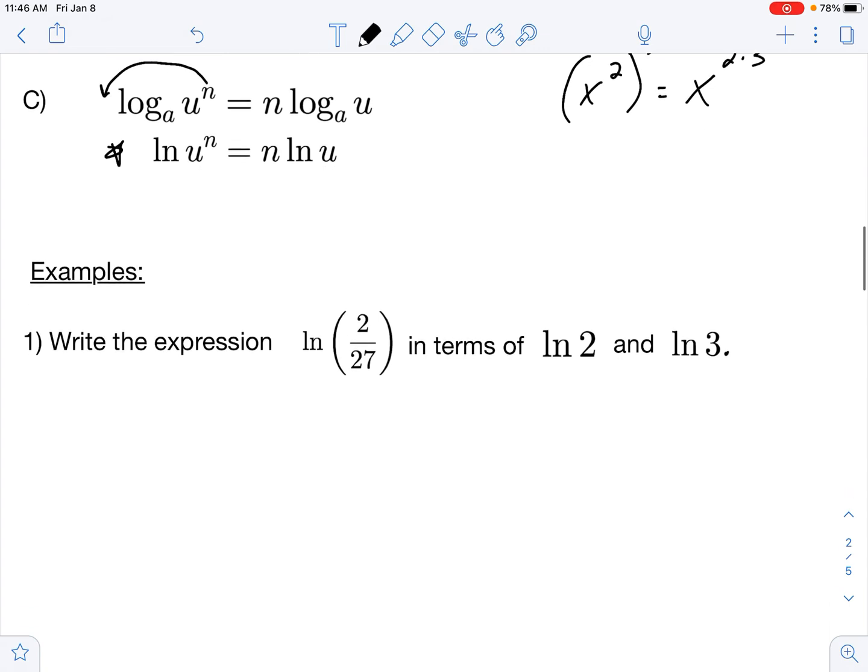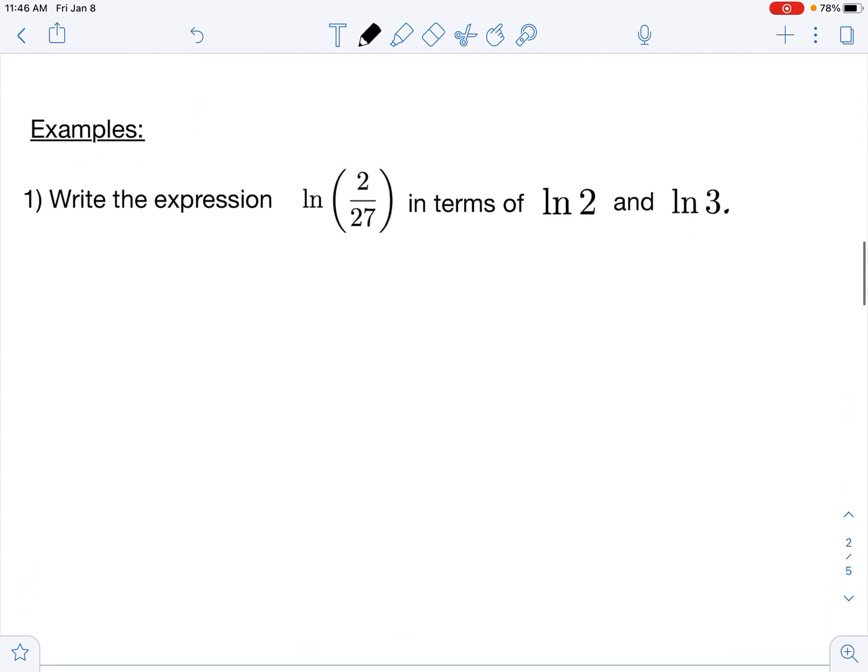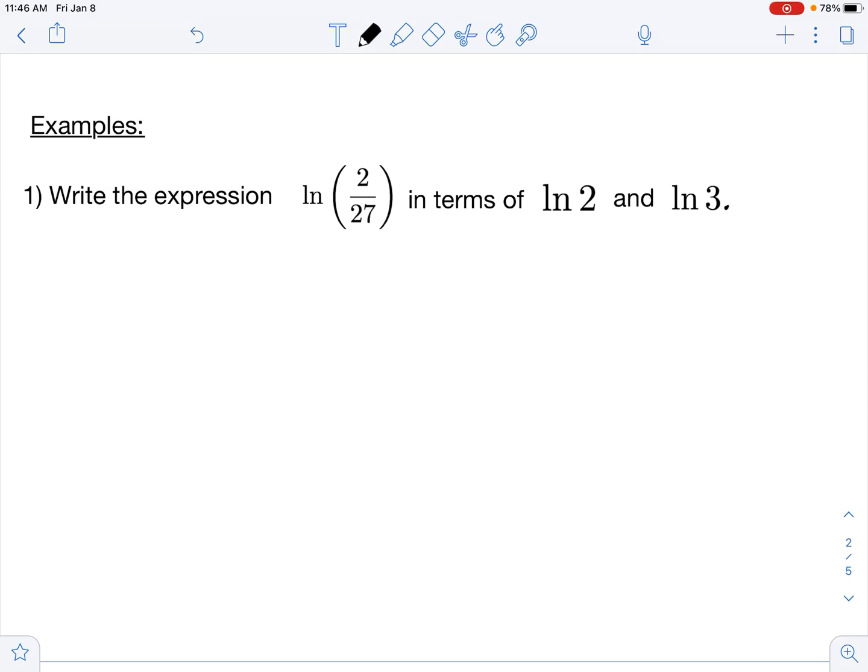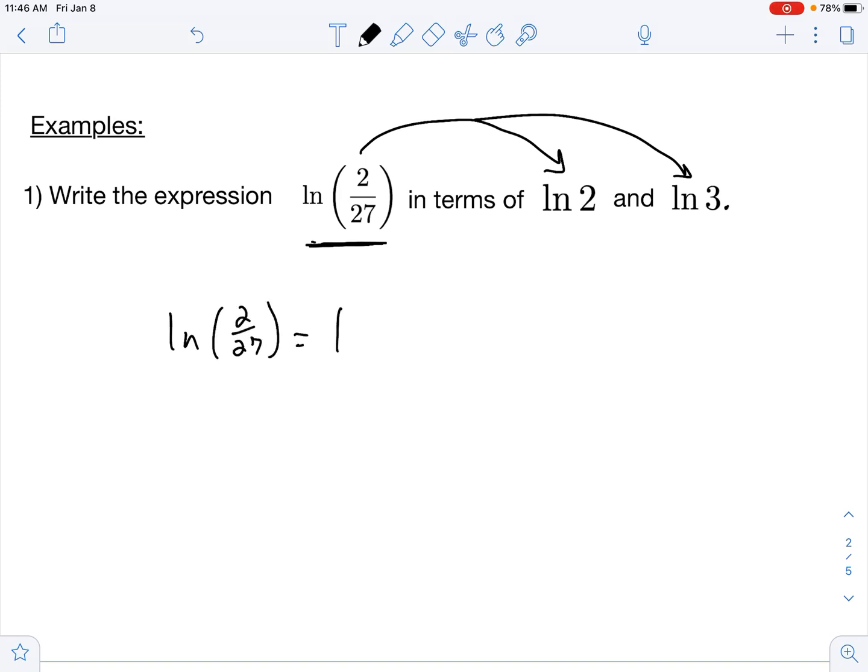So let's look at some examples of how we can use these properties. Let's say that we want to write this expression, ln of 2 over 27, in terms of ln of 2 and ln of 3. Meaning we want to write this, and we can only use those two. We can only use ln of 2 and ln of 3. So how can we go about doing that? Well, think about the properties. If we're dividing, so ln of 2 over 27 means we can say that this is ln of 2 minus ln of 27, because we're subtracting.